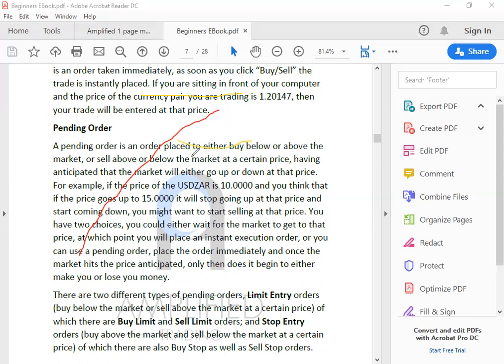Okay. Now there are two types of pending orders, which is a limit entry, and you buy below or above the market price at a certain level. Okay, so let's say our level that we're looking for. I like to use examples on the USDZAR because it's very easy to relate to, the South African Rand versus the US dollar. So let's say the price is trading at 14 Rand.